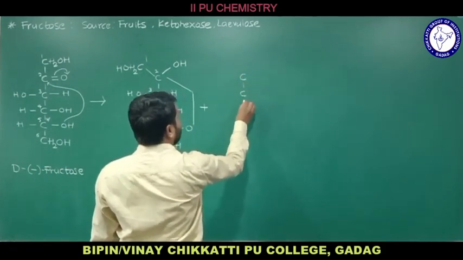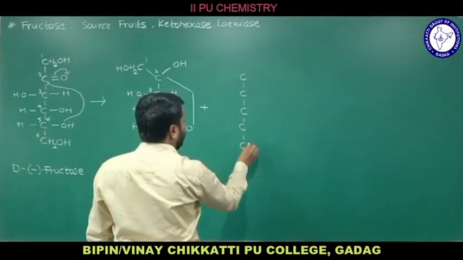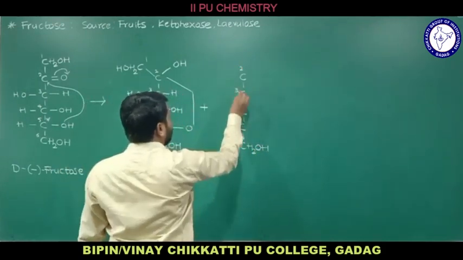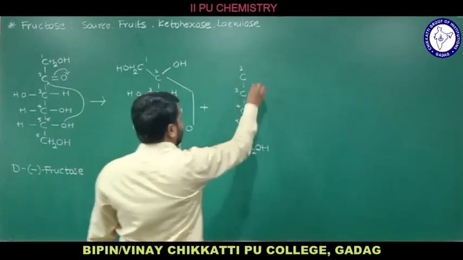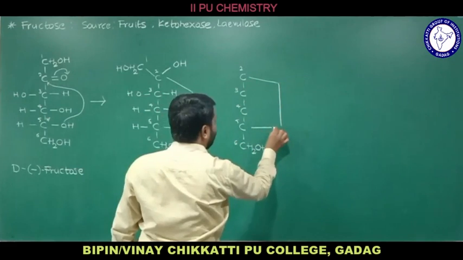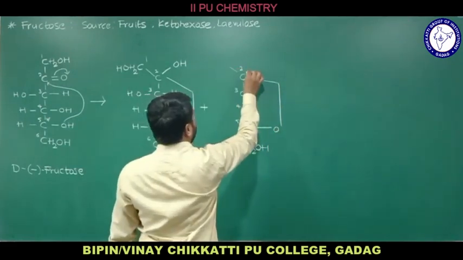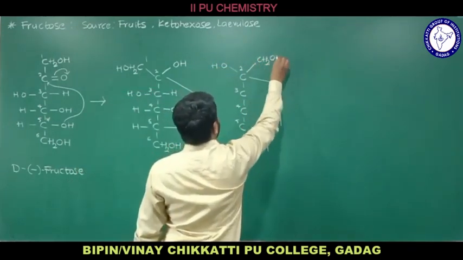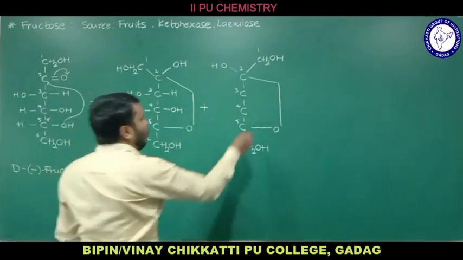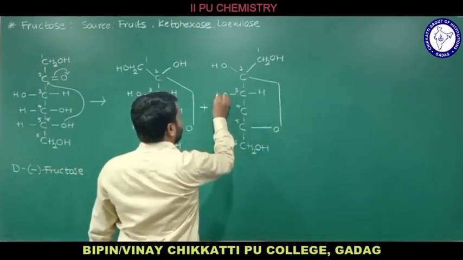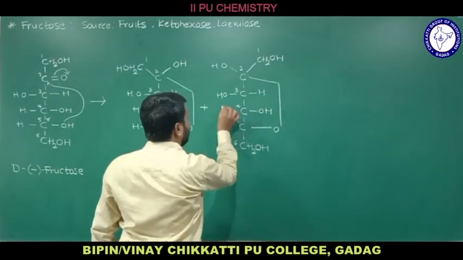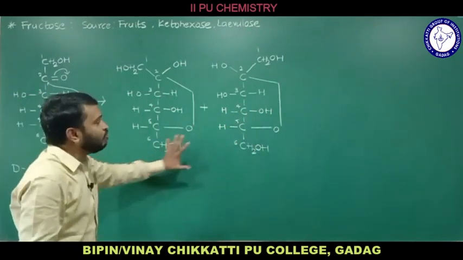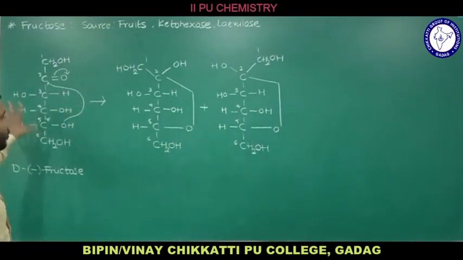5 carbons, 1, 2, 3, 4, 5, and the last carbon is CH2OH, and numbering 2, 3, 4, 5 and 6. There is oxygen between carbon number 2 and 5, and the configuration I am supposed to interchange. OH I will write on the left side, and CH2OH I will write on the right side, and this is carbon number 1. On carbon number 3, H is on the right side, OH is on the left side, and the remaining is of the opposite configuration, OH and H. So these two are almost similar structures to what I got with respect to fructose.